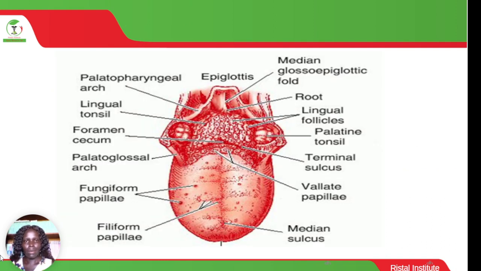Right there we have a pictorial showing the tongue, and as you can see behind there we have the epiglottis. When you move to the front you can see all the papillae that we have been talking about.